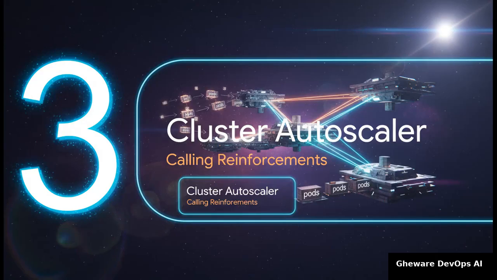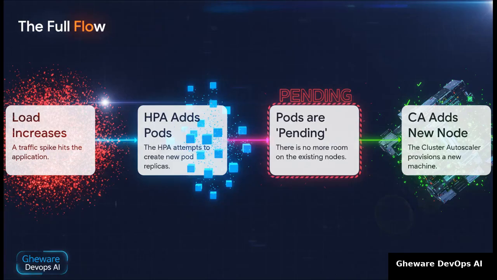Okay, so your HPA is doing its job, scaling up pods like crazy. But what happens when you just run out of space? You've filled up all your machines. Well, that's when you call for reinforcements with the Cluster Autoscaler. Let's walk through the whole story here.